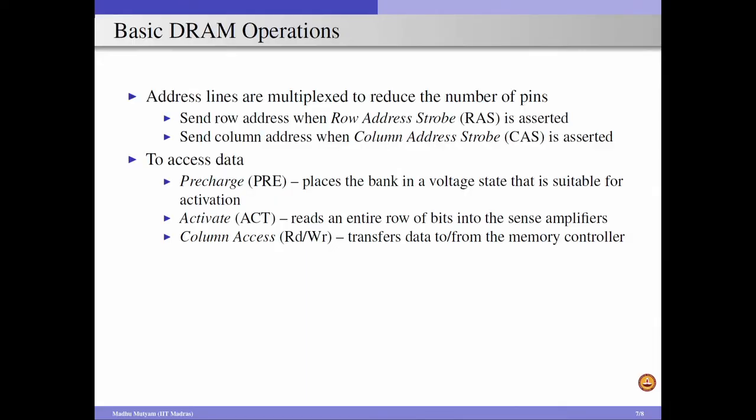So the row decoder gets the address and that activates a particular word line. We read that word by activating the word line and reading the data from the word line to the sense amplifiers; that is part of this activate operation. Once the data is read into the sense amplifiers, we perform the final operation, which is column access. It can be for a read operation or a write operation. It transfers the data to the memory controller, or it transfers the data from the memory controller.